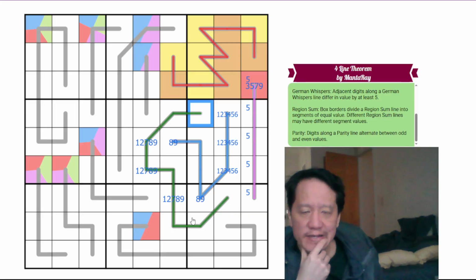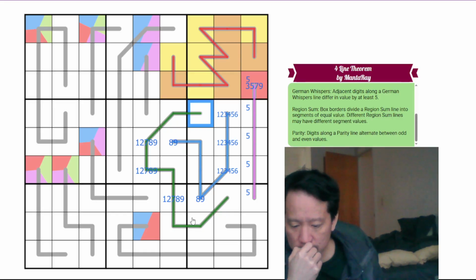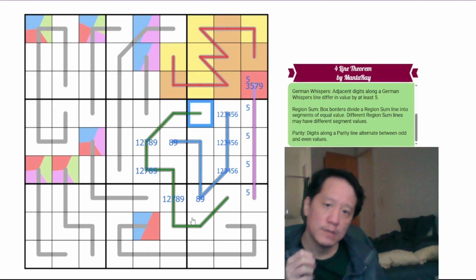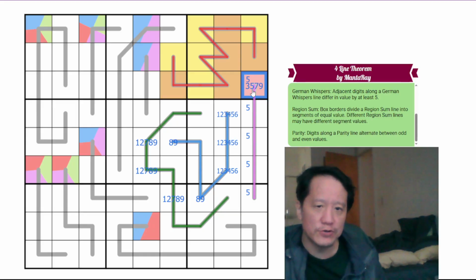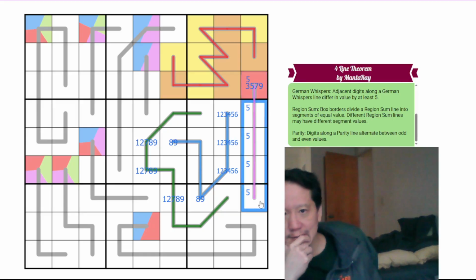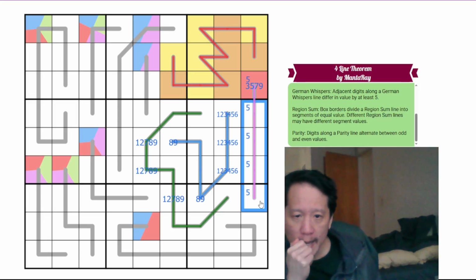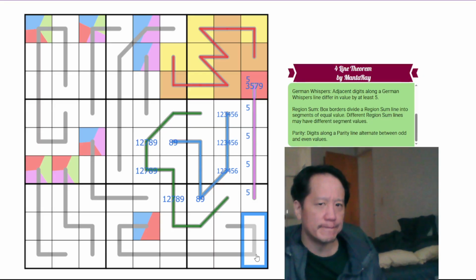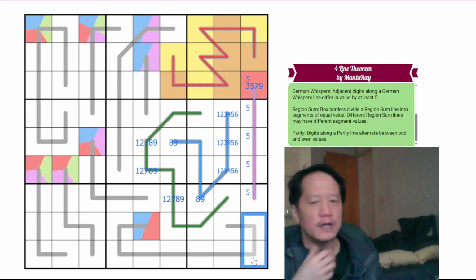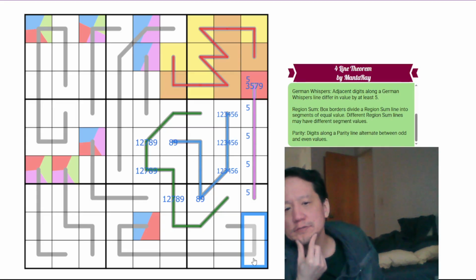What else could we have? So this is odd. You could have 3 evens on this line, in which case this cannot be a parity line, right? So you'd have these both be odd if that were the case.